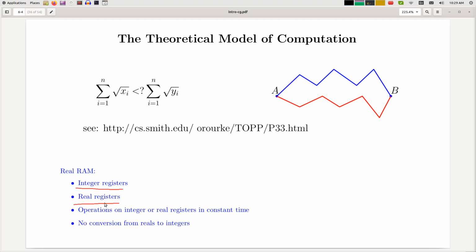I covered the reasons why we need this in particular: otherwise, we don't currently have a polynomial time solution for a simple problem, whether the red path or the blue path is shorter. So that's a theoretical model, and in practice this is justified by saying that floating point numbers provide a very good approximation for a real RAM. Even though we don't have a real RAM in practice, we can just substitute floating point registers instead of these real registers.